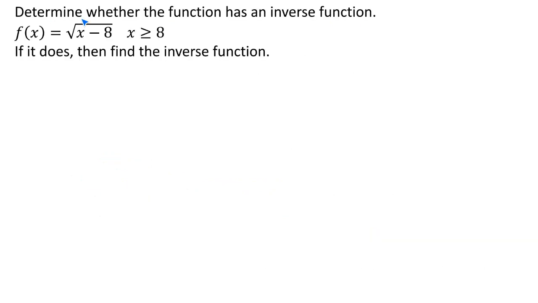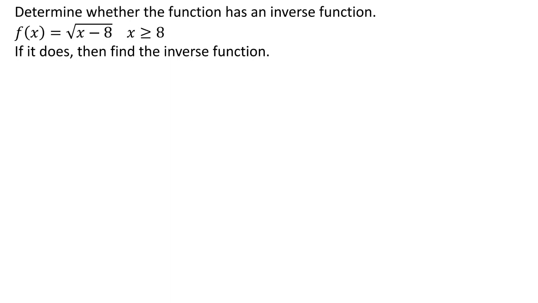Okay, so here it says determine whether the function has an inverse. If it does, then find the inverse. So first we need to see if this is, number 1, is this even a function? That's the first thing, it has to be a function. And this is the square root of x minus 8. So we know that the square root is going to shoot up. So it looks something like this.